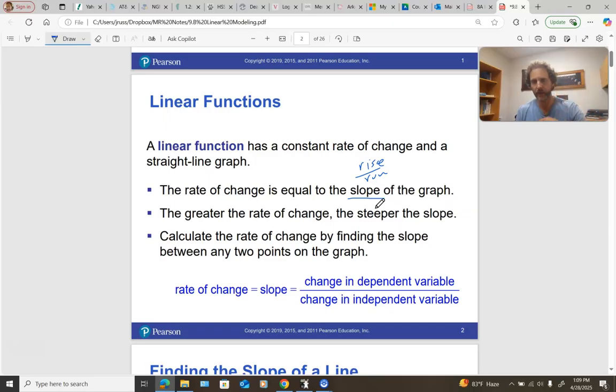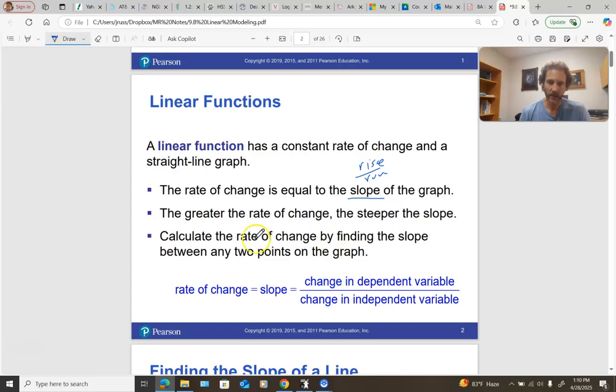And you can have both positive and negative slope, or positive and negative rates of change. We saw this in 8a. When the rate of change is positive, we have growth, and we'll have a line going uphill. When the rate of change is negative, then you have a decaying process, and the line would be going downhill. And it's possible to also have a slope of 0, which would give you a horizontal line.